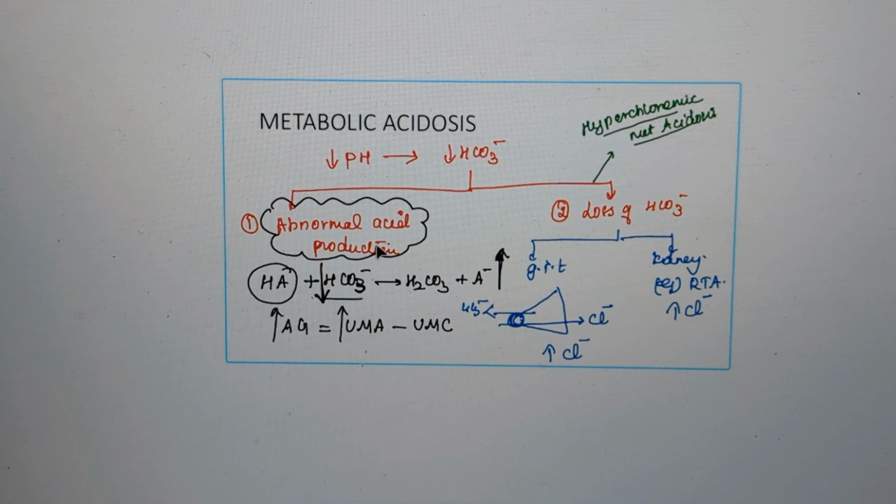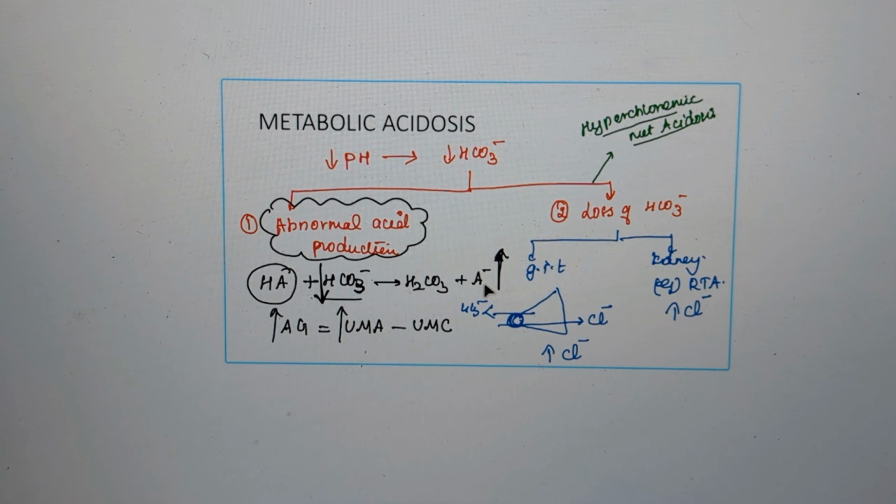Abnormally produced acids, example keto acids, lactic acid, are commonly denoted as HA. These acids react with plasma bicarbonate as follows. For every mole of acid generated, 1 mole of bicarbonate is consumed and 1 mole of unmeasured anions is added to plasma. This leads to decrease in bicarbonate and increased unmeasured anions, resulting in an elevated anion gap.